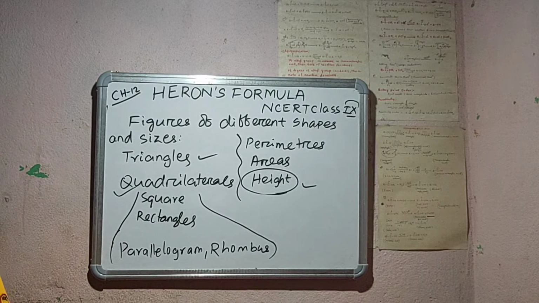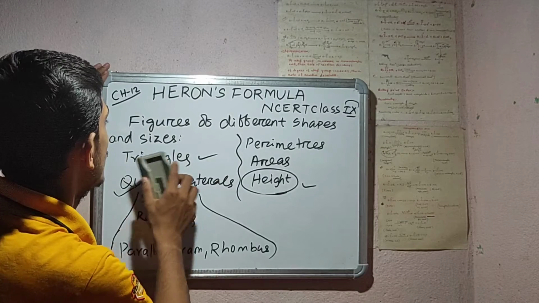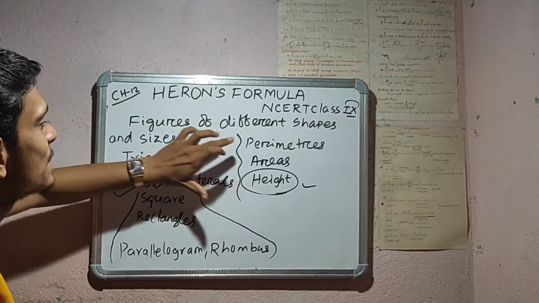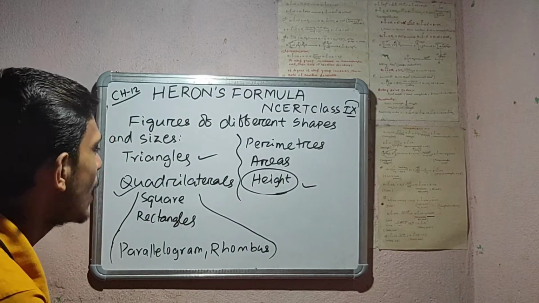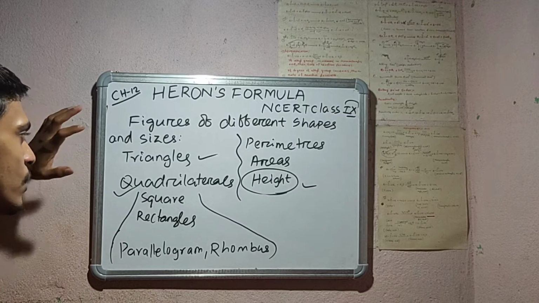We find them by putting in the different formulas for triangle and quadrilateral, including square and rectangle. So before going to Heron's formula, I would like to revise these concepts. What is perimeter? What is area? How do you find the height of a triangle or a quadrilateral?